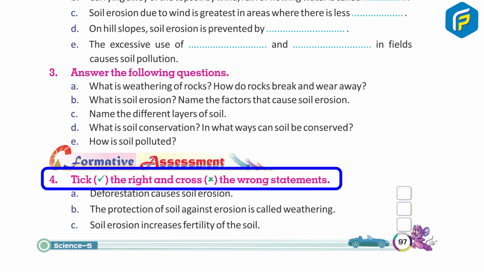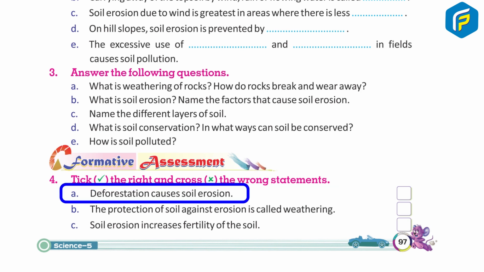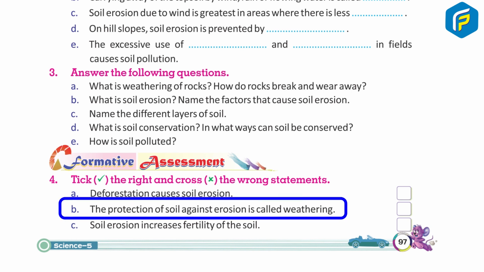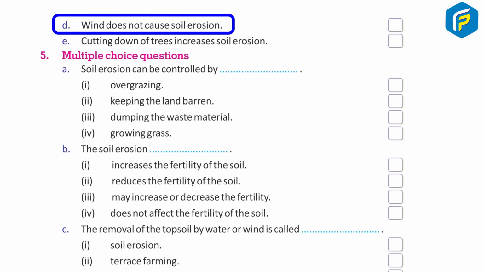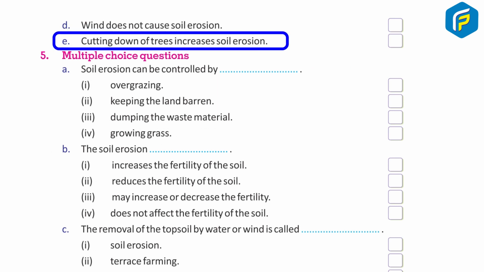4. Tick the right and cross the wrong statements. A. Deforestation causes soil erosion. B. The protection of soil against soil erosion is called weathering. C. Soil erosion increases fertility of the soil. D. Wind does not cause soil erosion. E. Cutting down of trees increases soil erosion.